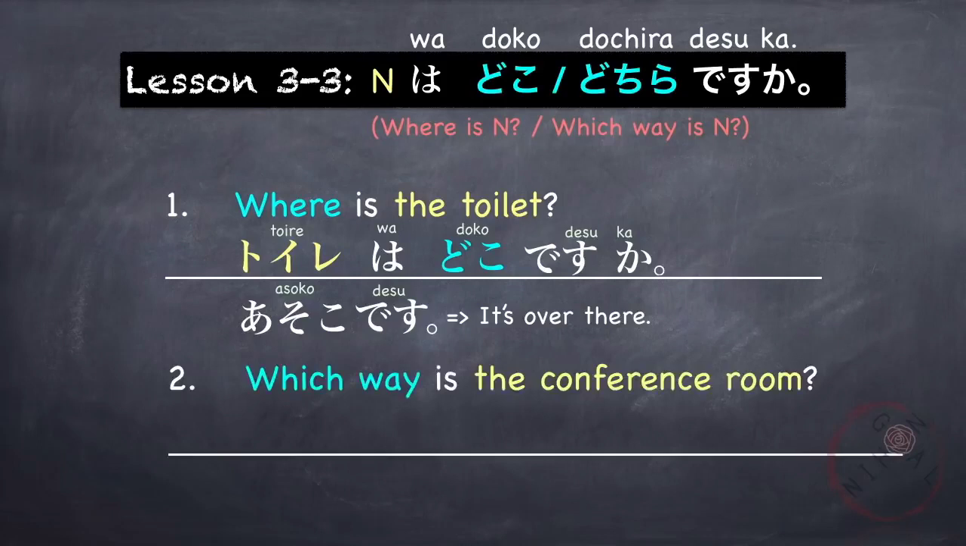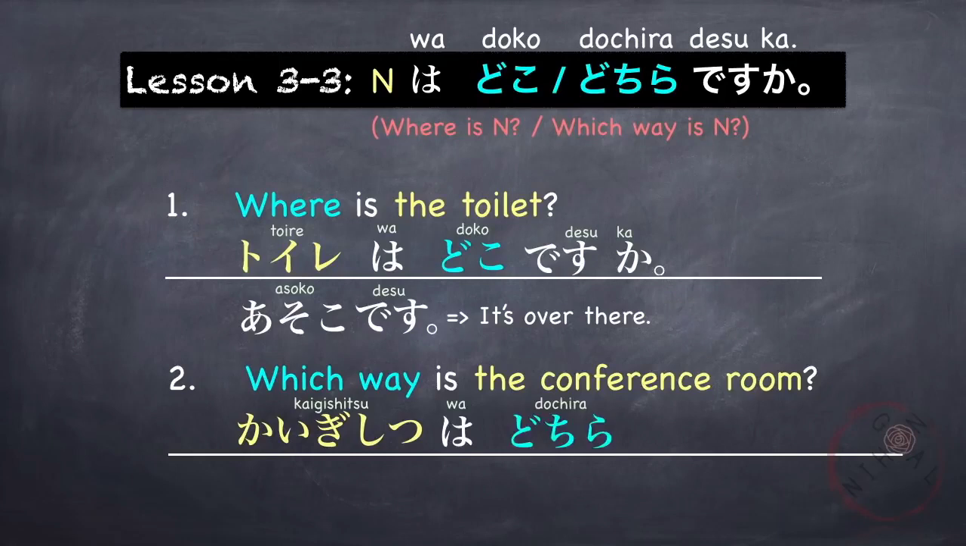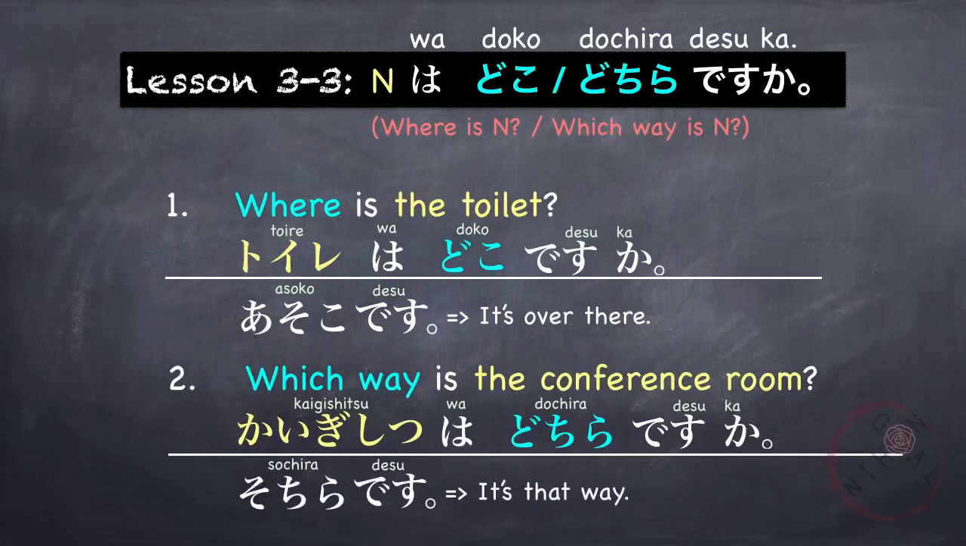Another example, which way is the conference room? So conference room is kaigishitsu. Kaigishitsu wa which way? Dochira. Kaigishitsu wa dochira desu ka? Which way is the conference room? It's that way. Sochira desu.